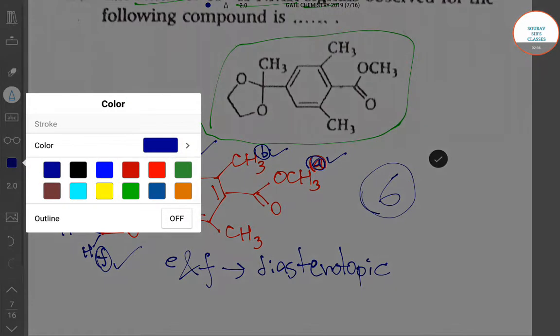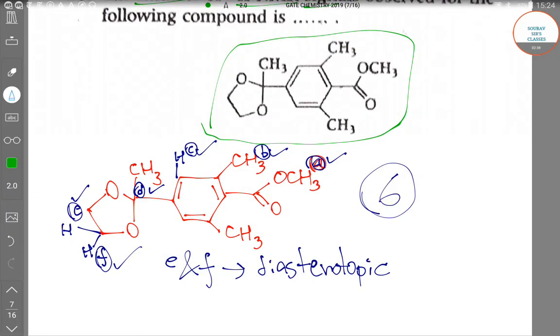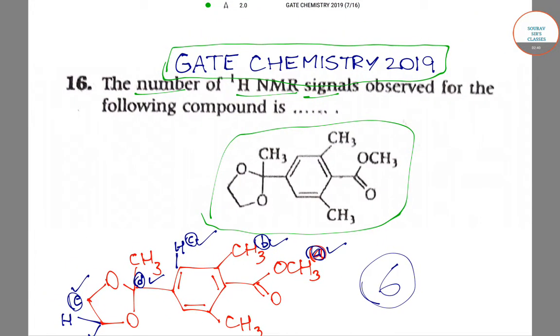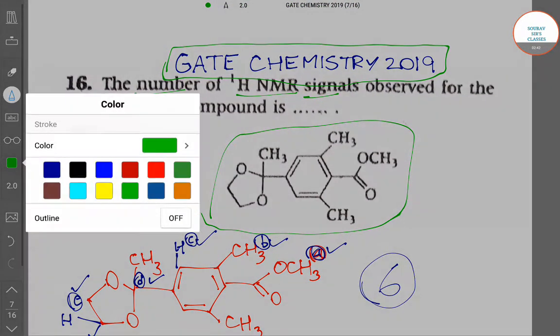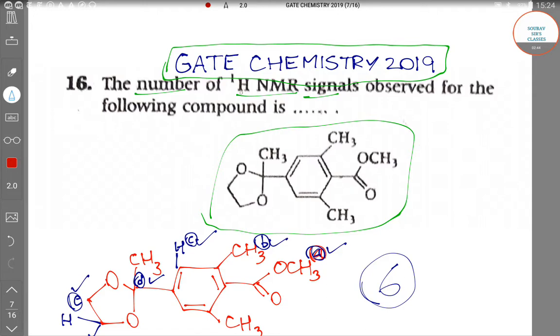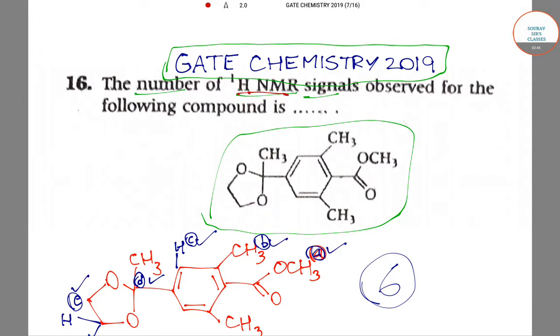So the answer to this question, the number of HNMR signals for this compound, is 6, because there are 6 different types of hydrogen atom.